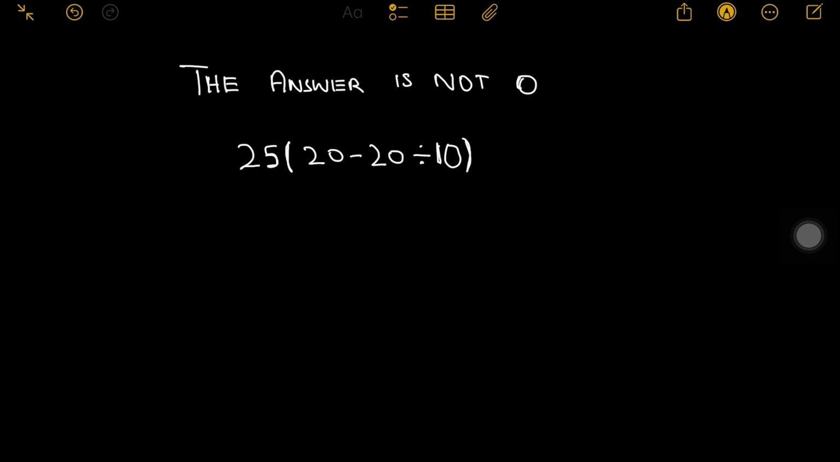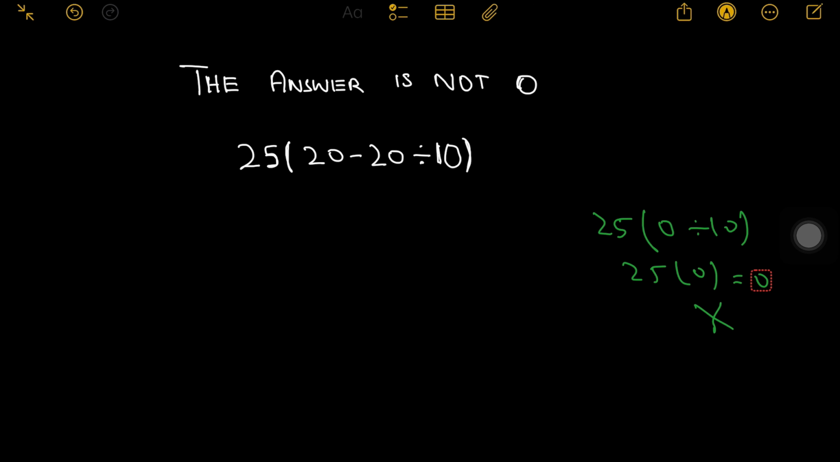In this video, we are discussing the example based on order of operation and this example based on large number. So here you can see the answer is not 0. So when will we get the answer 0? When we simplify 25 (20 minus 20) is 0, divided by 10, and 25 0 divided by 10 is 0, and is equal to 0.